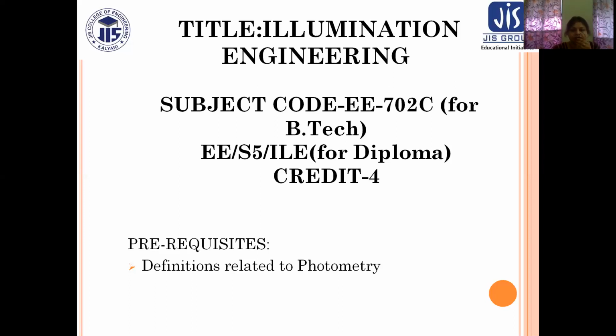So E equal to F by A. That means luminous flux per unit area is called illumination. And the unit of illumination is lumens per meter square, or it is called lux.